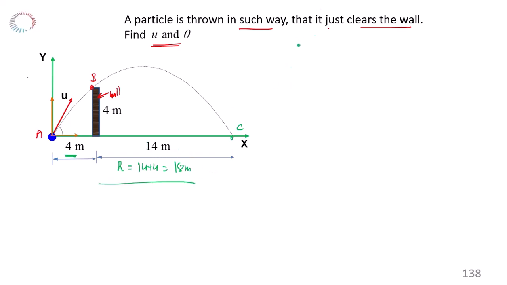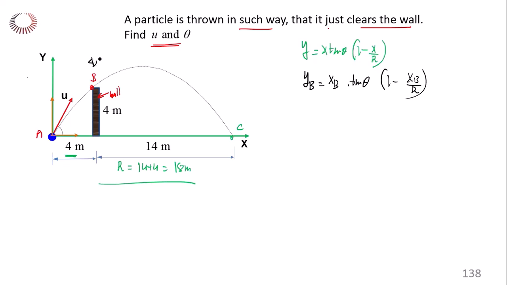So equation number 2 says that y should be equal to x tan theta into 1 minus x by r. If I apply this equation, it is satisfied by point B, because point B is lying on the parabola itself. So for point B, y for point B should be equal to x for point B into tan theta multiplied by 1 minus x for point B divided by r. Now put the value. What is the coordinate of x and y for point B? That is 4, 4.